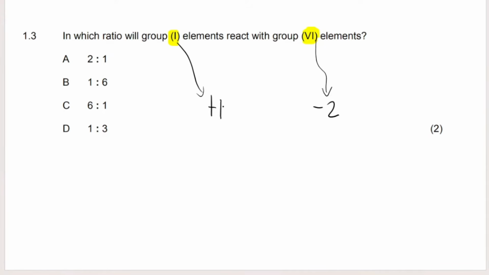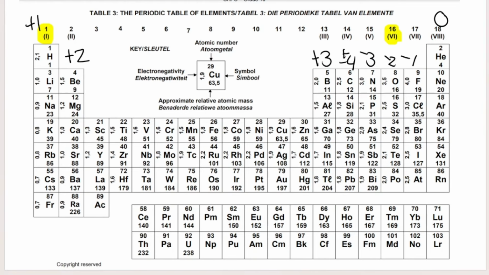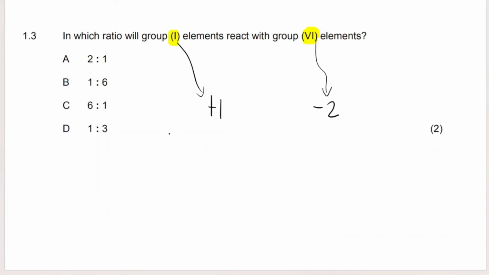Now you might say, okay, +1 and -2, but that's none of our options, ma'am. Well, I'm going to pick a random element from each group and show you how they would combine so that the answer makes sense for you. Let's say we have lithium combining with oxygen. Lithium has a charge of +1. Oxygen has a charge of -2. So lithium +1, oxygen -2.